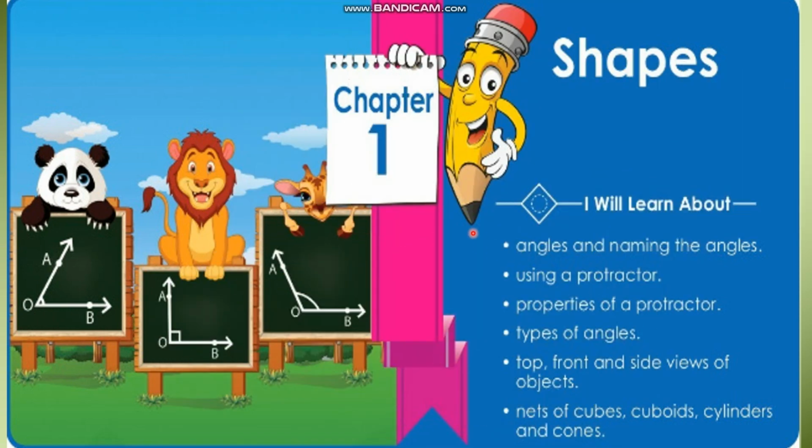In this chapter, we will study angles and naming the angles, using a protractor, properties of a protractor, types of angles, top, front and side views of objects, nets of cubes, cuboids, cylinders and cones. So these all topics we will study in this chapter. Okay, so let's start the class now.